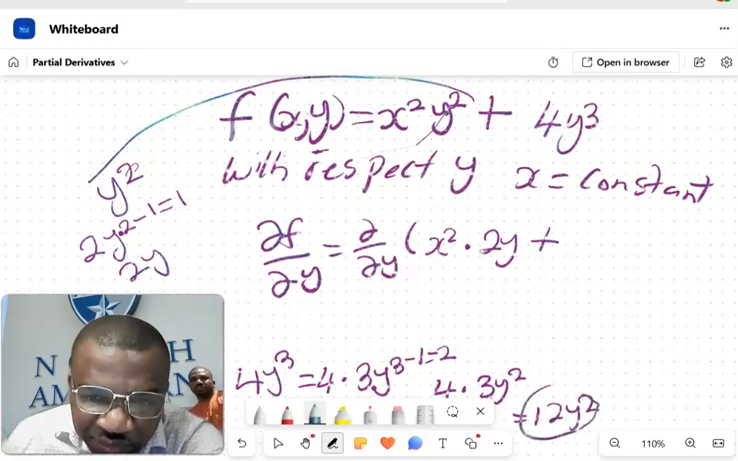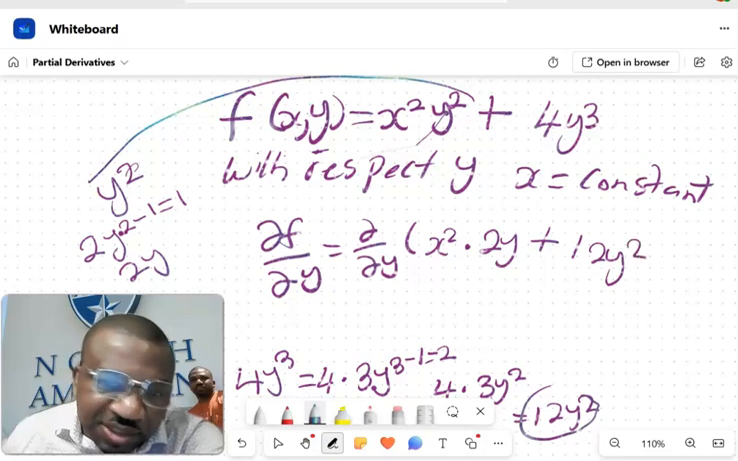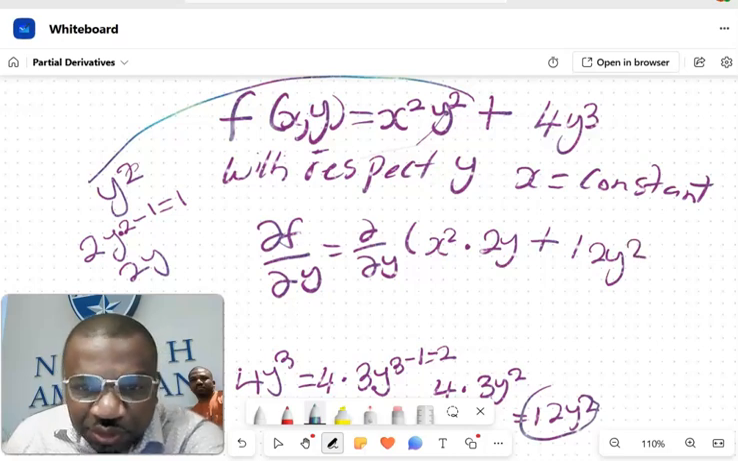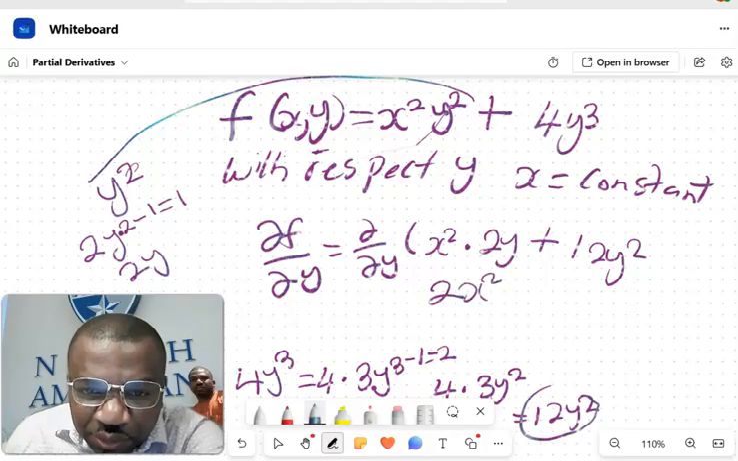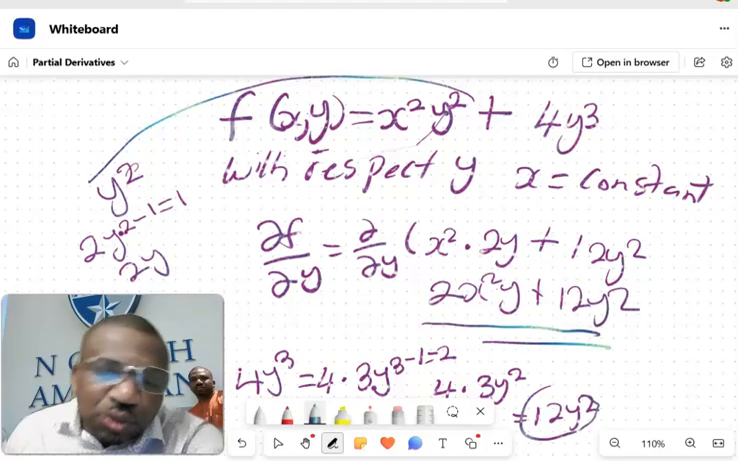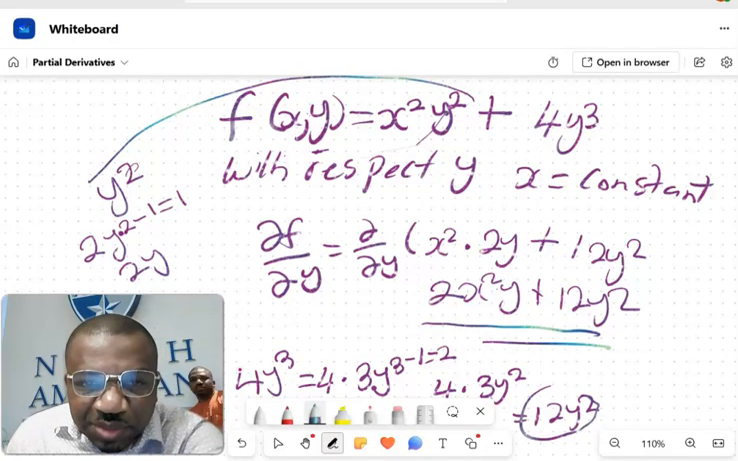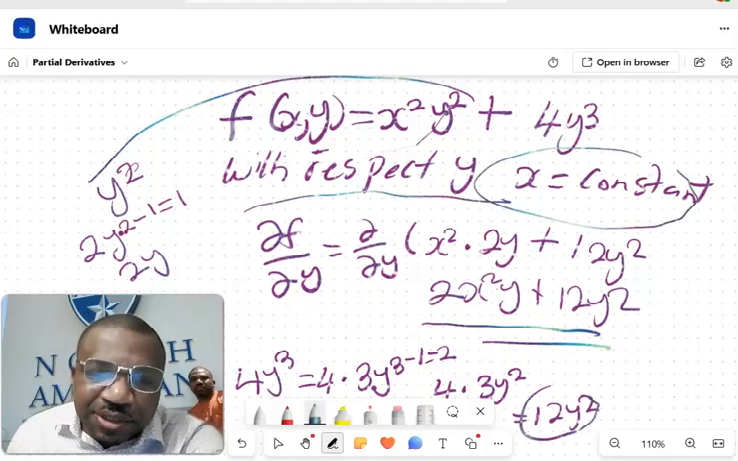So let's move this down to this place, which is 12y raised to power 2. And here we have a multiplier sign, so we say 2y multiplied by x raised to power 2 will become 2x raised to power 2 y plus 12y raised to power 2. So with this we have succeeded in finding the derivative with respect to y, while this x here remains constant.